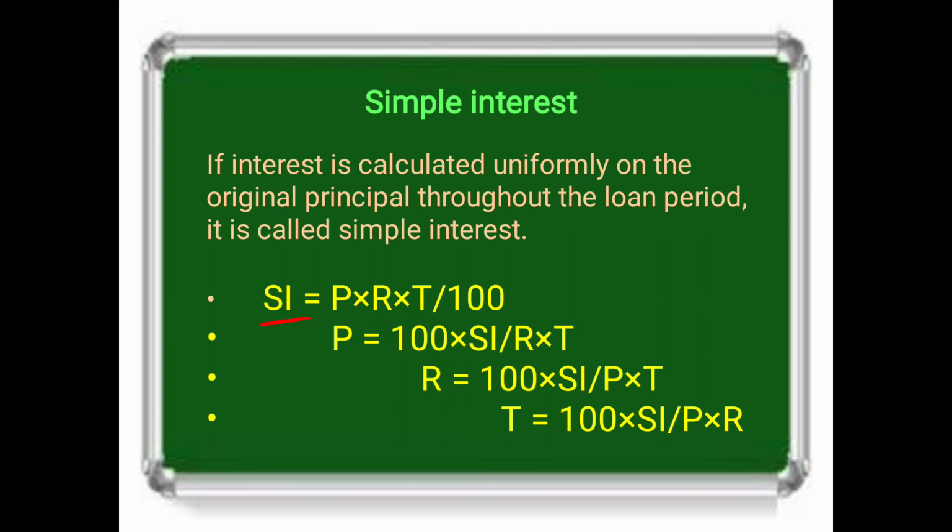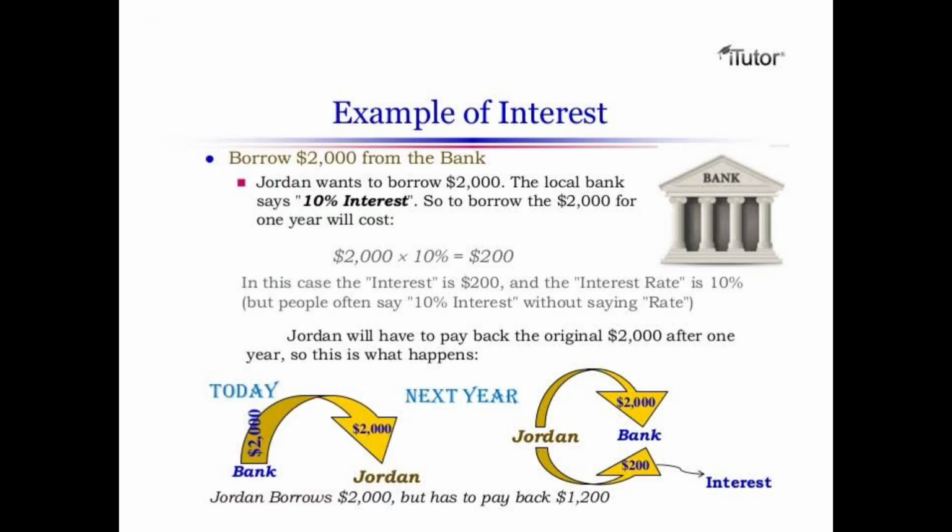We have 4 formulas. For finding simple interest, we have P into R into T by 100, that is principal, rate, time divided by 100. Suppose we want to find the principal, it is 100 into SI divided by R into T. So we have 4 formulas for solving the following sums. Let us move to the example. I'll show you one example.